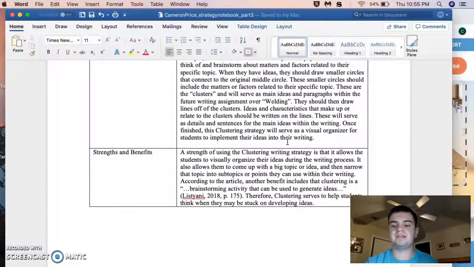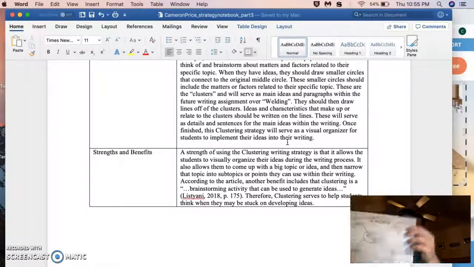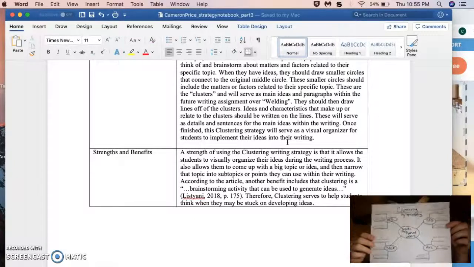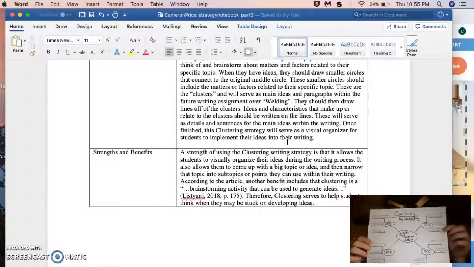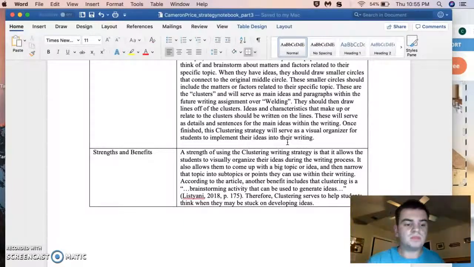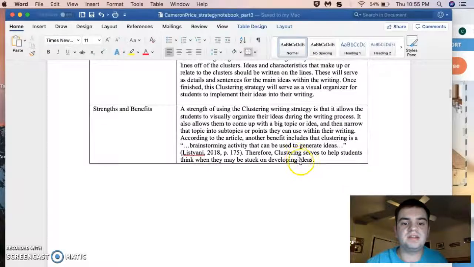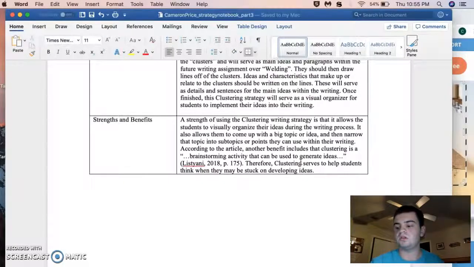So instead of just having listed ideas, they can see, like, this is the example I made. I'll show on the computer here in a minute, but they'll have a visual organizer of something they can look at and refer to. And then strengths and benefits. One is that it allows them to come up with a topic and then narrow that topic into subtopics or points without just coming up with writer's block or stuff like that. They're able to write it down in an organized visual way.